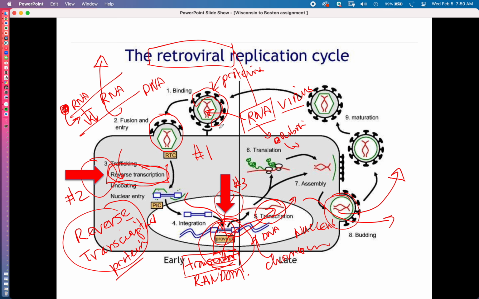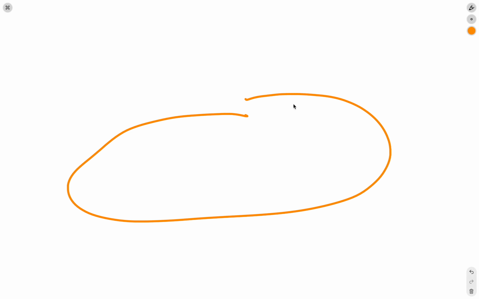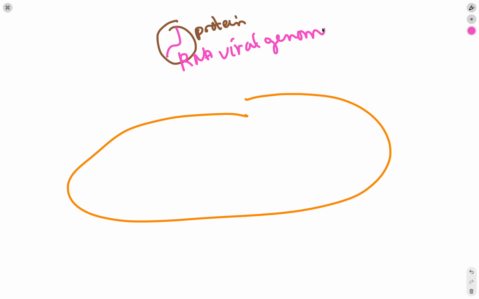And I'll just draw it so you can see how simple our drawing is going to be. So here's a cell, and here's a virus, and we want to make the protein coat. And we want to make the RNA genome, viral genome. So that's going to infect the cell, and the protein coat is going to be opened, and the RNA is going to get into the cell.